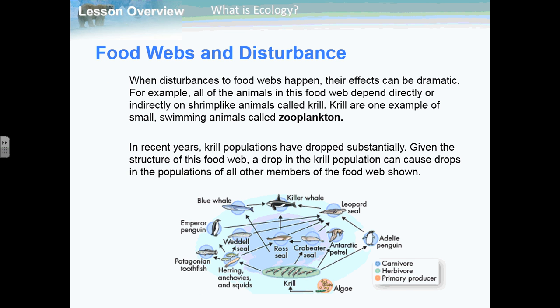This is an example of how changes in the environment can have a ripple effect through an entire ecosystem. Food webs such as this one are heavily dependent on one food source. This food web is heavily dependent on krill. You can imagine the effect that a krill population decline would have throughout the rest of this ecosystem, because everything is tied back to that. In recent years, krill populations have dropped pretty substantially. And so we've noticed in aquatic ecosystems like this one that there have been population declines of the other consumers as well.